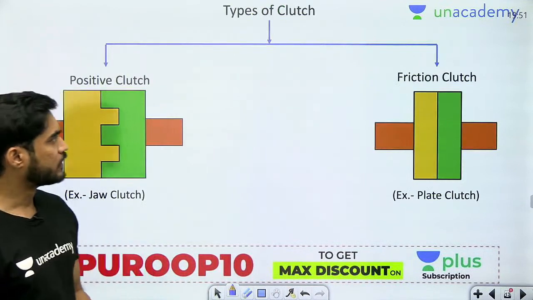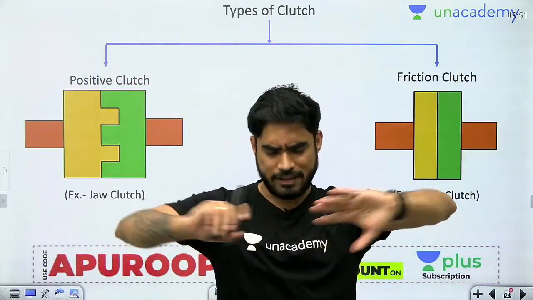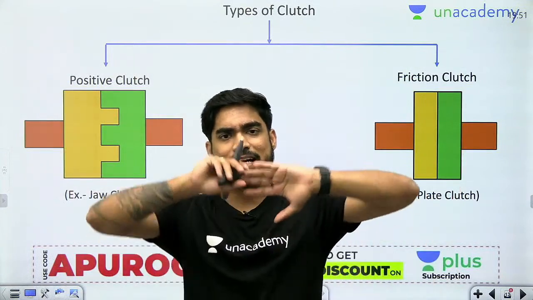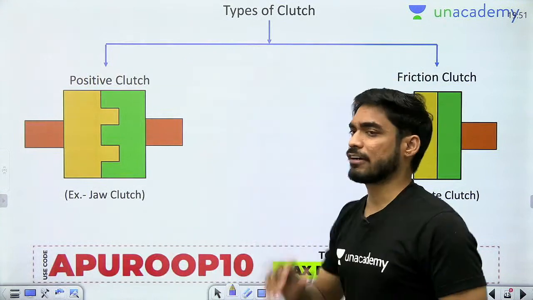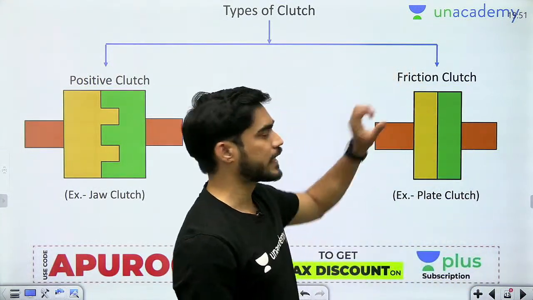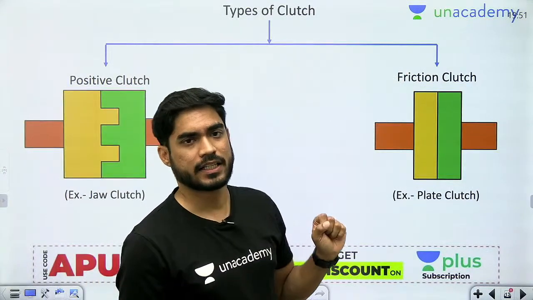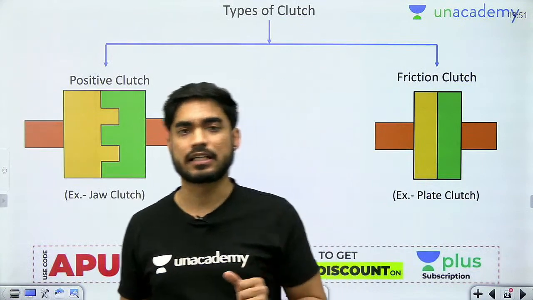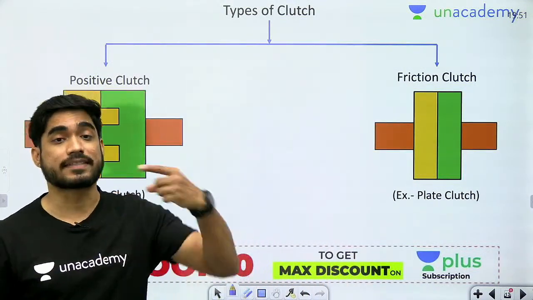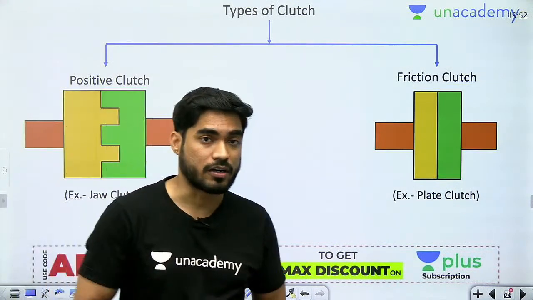Okay, now there are two main categories of clutch. Although there are several types of clutch, we can divide all the clutches into two main categories: positive clutch and friction clutch. What is the basic difference between positive clutch and friction clutch? It is how they are connected and how the torque is transferred.